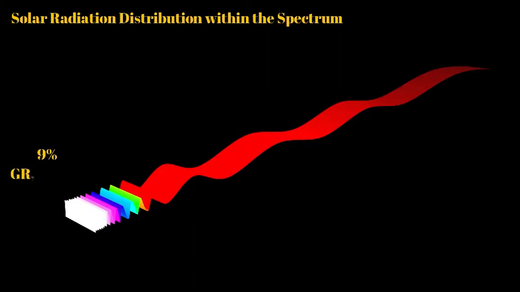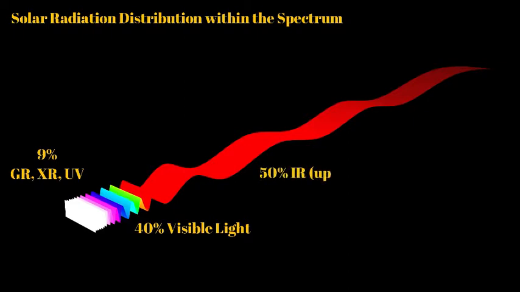The solar radiation distribution in the spectrum: 9% of the spectrum is made up of gamma rays, X-rays, and ultraviolet rays. 40% of the spectrum is visible light. 50% of the spectrum is infrared. And 1% of the spectrum is made up of anything that is beyond 2 micrometers in wavelength.